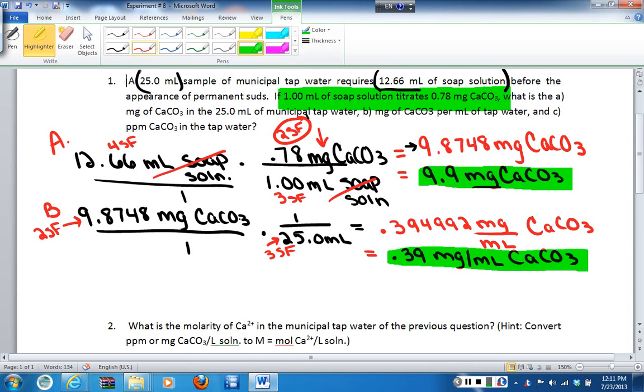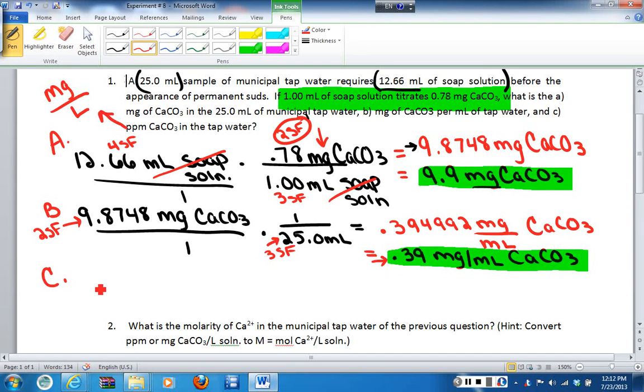The last part that we want to determine is part C, which looks at the parts per million of calcium carbonate. Parts per million is a specific unit, and there are several to choose from, but in this particular problem, the easiest one for us to indicate parts per million is going to be milligrams per liter of calcium carbonate. Now, if we look at part B, we already have milligrams per milliliter. So if we convert milliliters to liters, then we have parts per million of calcium carbonate in the tap water.